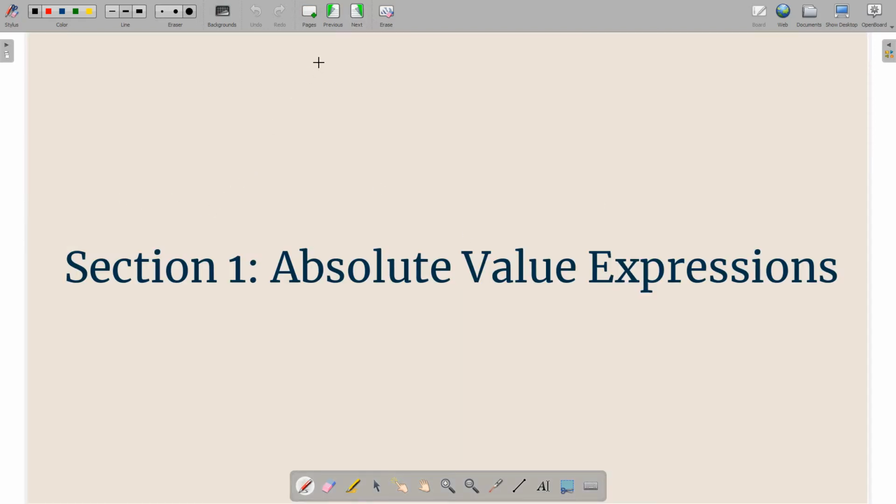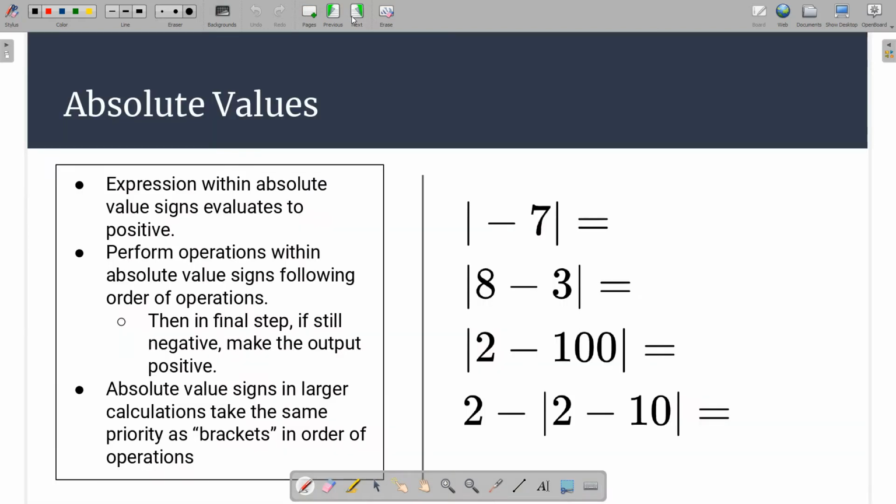So let's start out with what exactly an absolute value is. Absolute values are basically these types of parentheses, you can think of them, that will take whatever the value is inside and ensure that it's positive. So for instance, the absolute value of -7 evaluates to +7. Now, the important thing is when we're doing absolute values, we treat them like parentheses because we perform all the operations inside first, and then at the very end, if they're negative, that's when we flip them.